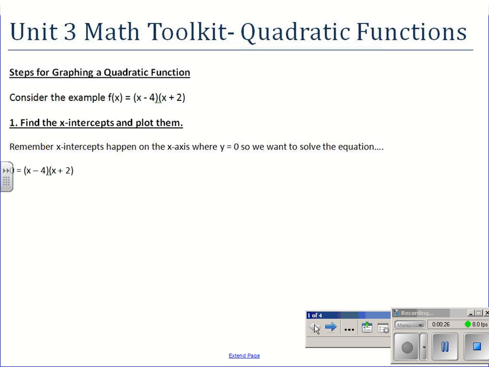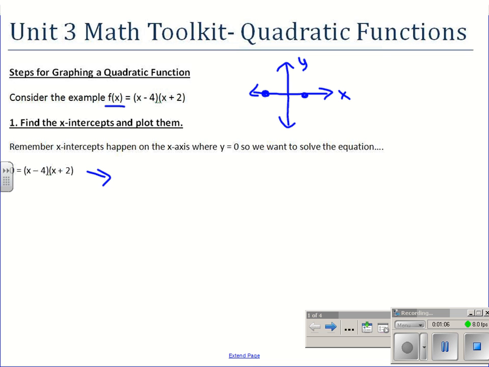So we're going to consider the example f of x equals (x minus 4) times (x plus 2) in order to drive this point home and help us practice it and generate a study guide that you can use in the future. So if we consider this function, first step, we want to find the x-intercepts and plot them. So remember that the x-intercepts happen on the x-axis. So if I have an xy grid, the x-intercepts happen along this axis, where the value of y, or the function value, is 0. So what we want to do is take this function, put 0 in for the f of x, the y, and then solve the equation that's generated.